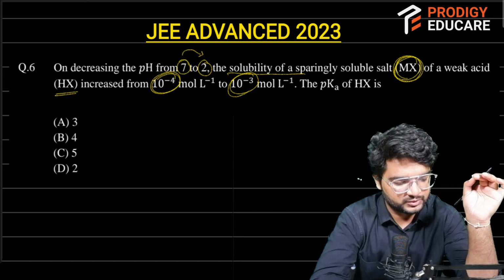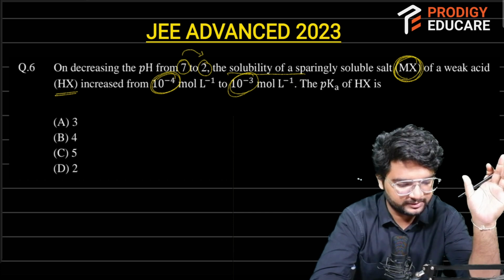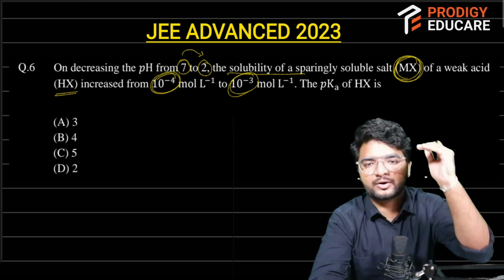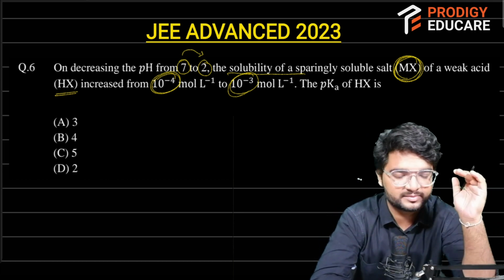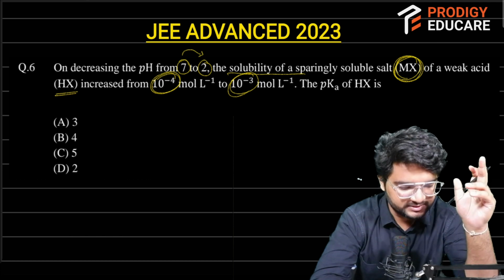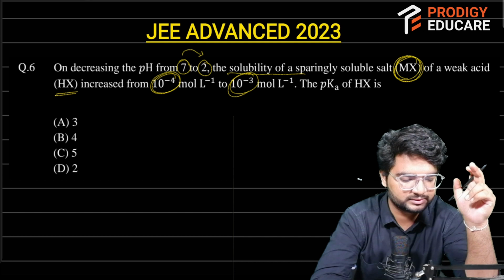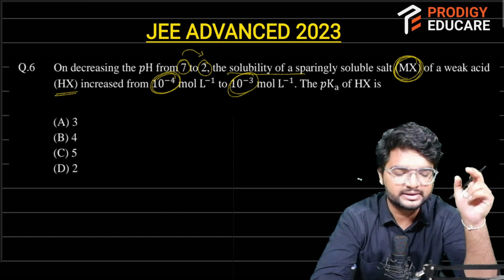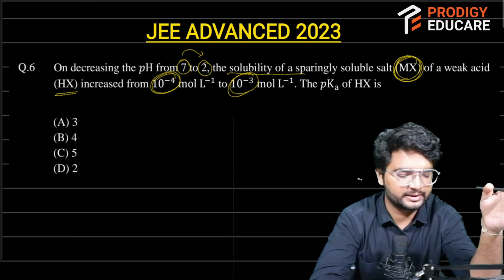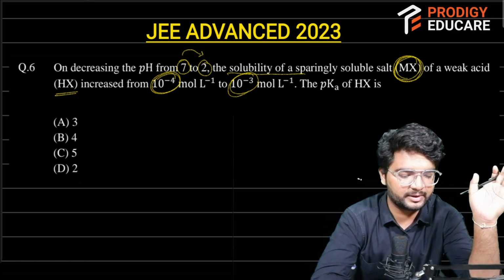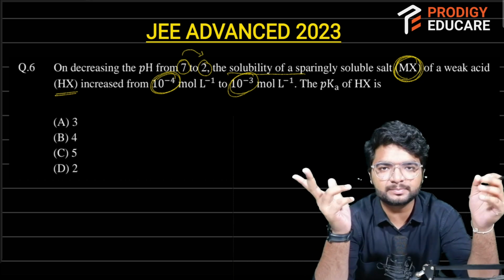So there is a sparingly soluble salt whose pH is changing from 7 to 2. The pH is decreasing from 7 to 2. At the same time, the solubility of this weak acid is increasing from 10 raised to minus 4 to 10 raised to minus 3. Now all these changes in solubility are due to the change in pH, obviously.